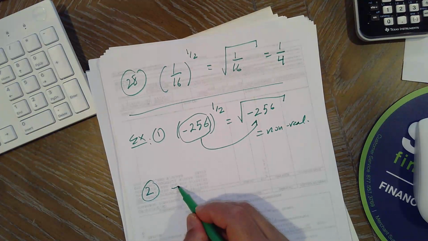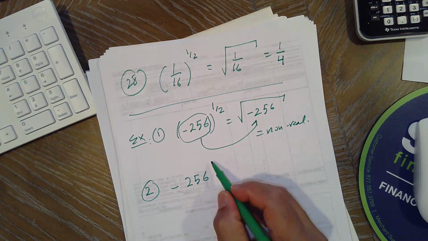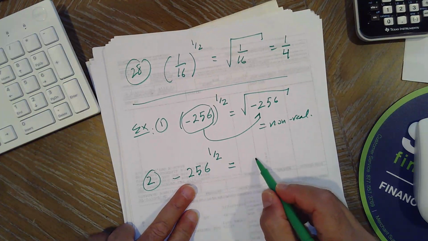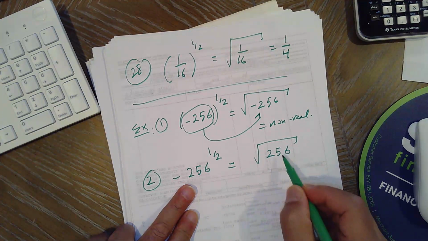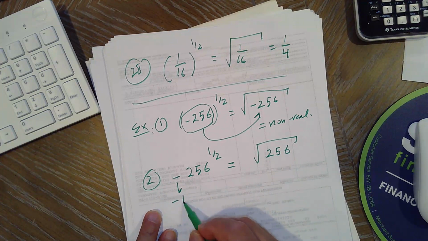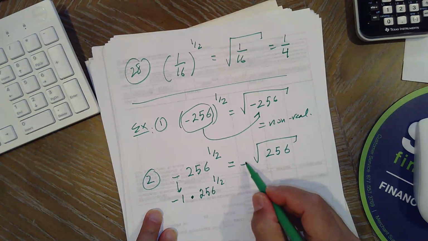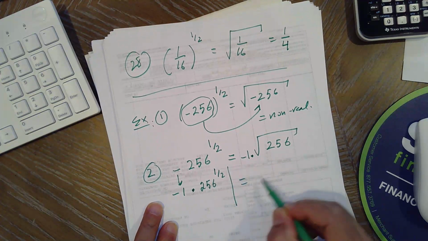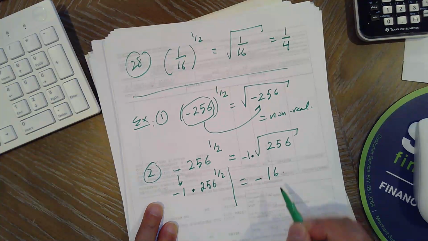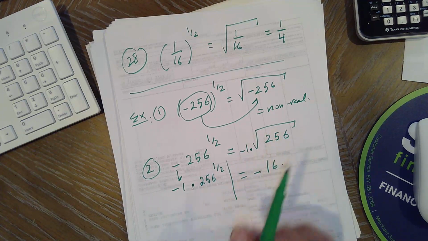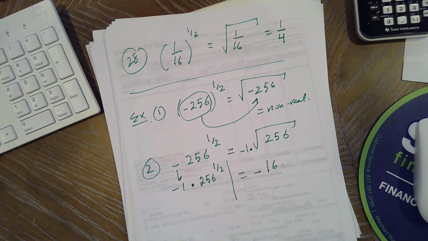Now, if we do not have parentheses around the negative 256, the only thing that's going to go under the radical is the number itself, and the negative stays inside, because this is like having negative 1 times 256 to the 1/2. And that's going to be negative 1 times square root of 256, which is negative 16. So big difference. Be careful, okay? If the negative is inside the parentheses, it goes with the number under the radical. If it's not inside parentheses, it stays outside the radical, always.